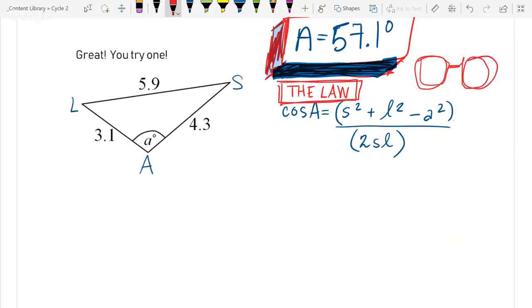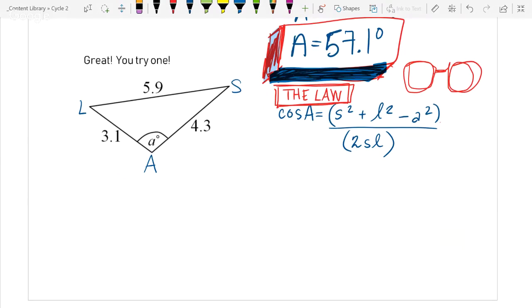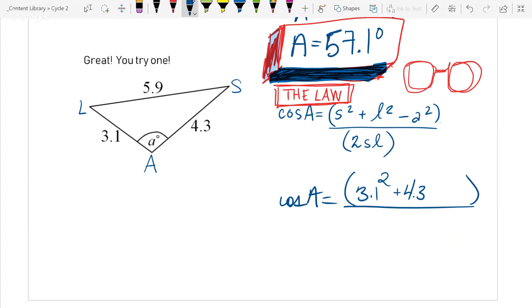So we can do this one question. Okay. Normally I'd give you guys a bit more time to work this out individually, but not going to happen. So cosine of A in this case, what do we have up top? 3.1 squared. By the way, if I had written this 4.3 squared plus 3.1 squared, would that matter? No, order doesn't matter in addition. Minus 5.9 squared. But it is important that the one we subtract be 5.9. Good. On the bottom?